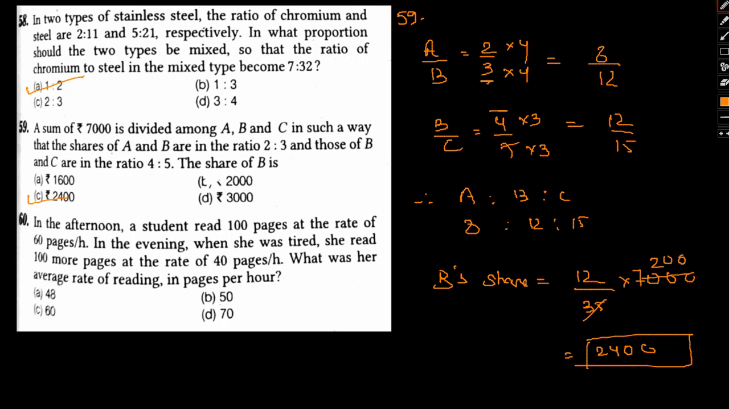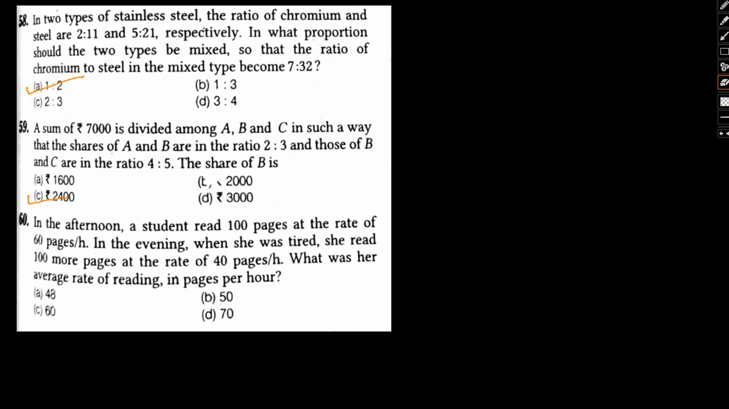Next up, let's move on to number 60. In the afternoon, a student reads 100 pages at the rate of 60 pages per hour. In the evening, she was tired. She read 100 more pages at the rate of 40 pages an hour. What was her average rate of reading?